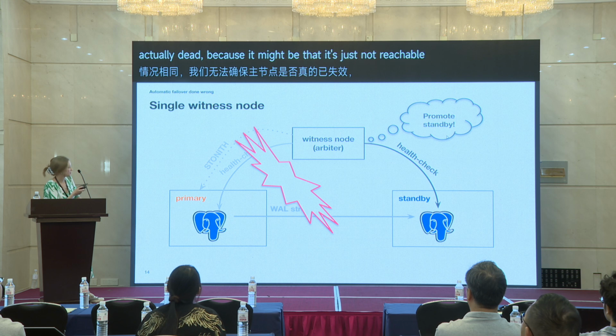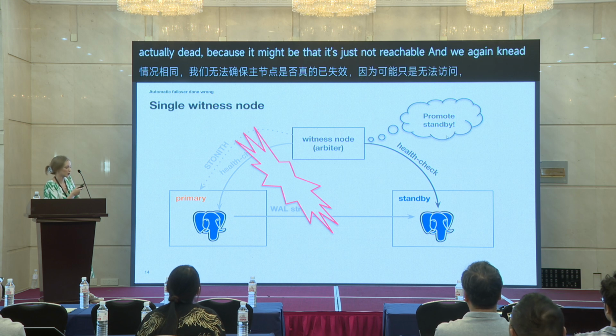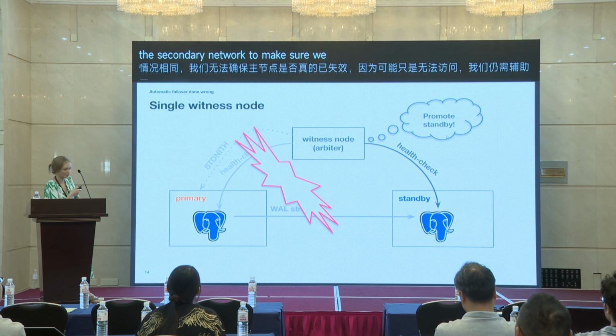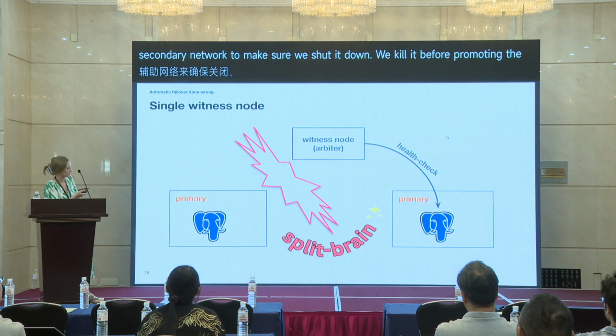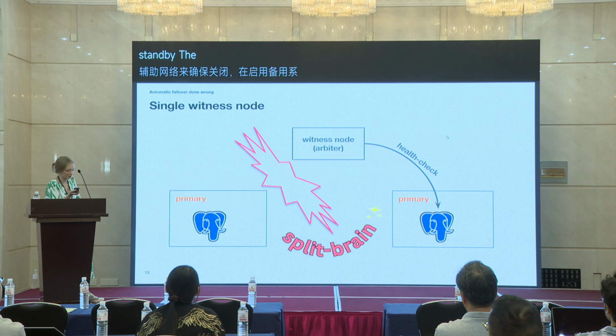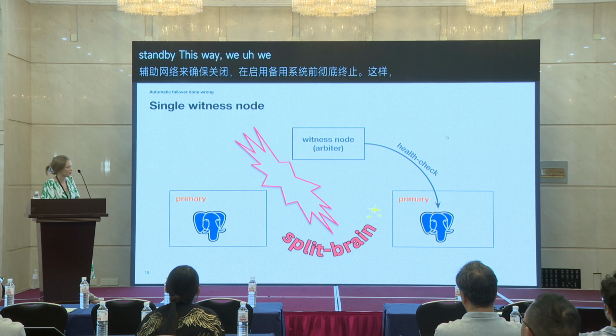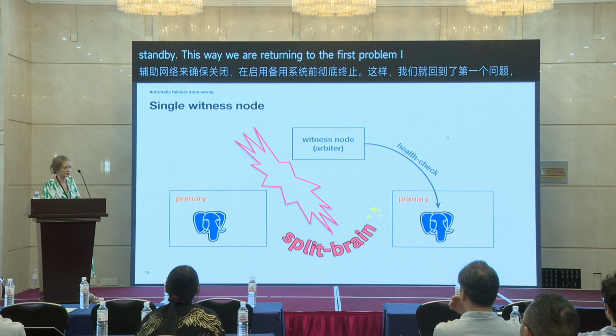And we again need a secondary network to make sure we shut it down, we kill it before promoting the standby. This way, we are returning to the first problem I described. We are having split brain very easily in this scheme.